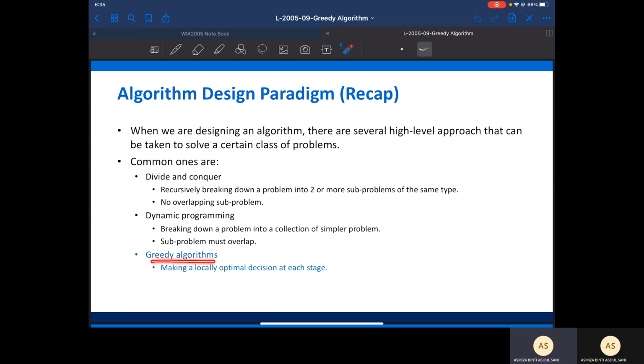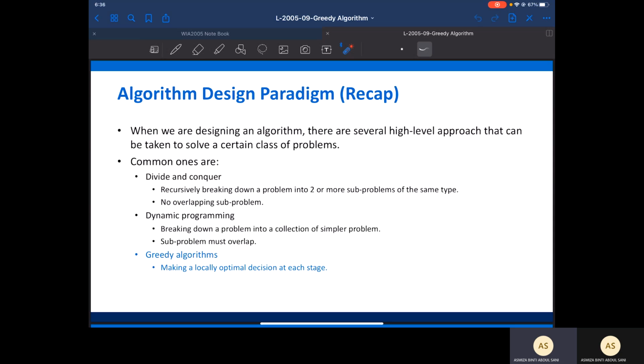Today we're going to be looking at greedy algorithm. It's a very simple approach whereby, in order for you to solve the problem, all you have to do is just determine what is the next best step to take at each point.